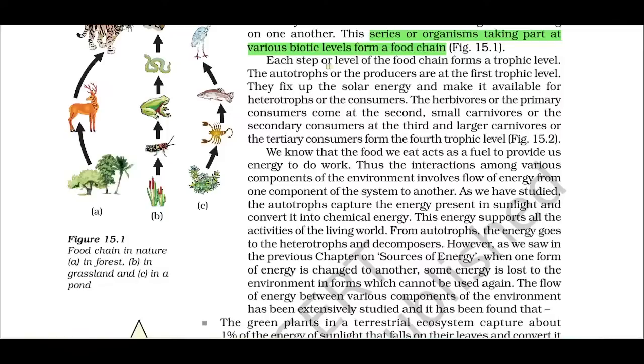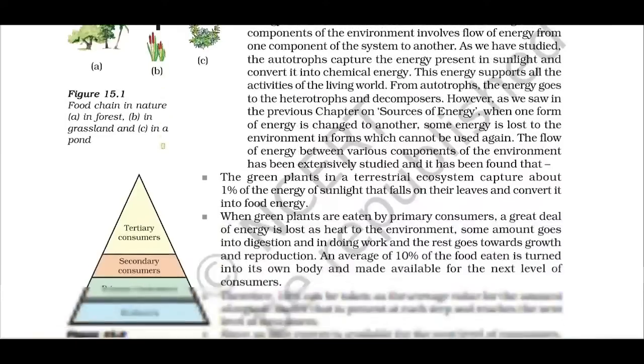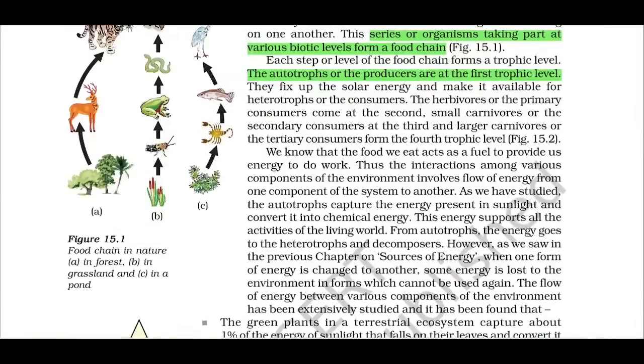Each level of the food chain forms a what? Trophic level. Each level of the food chain is called a trophic level. The autotrophs or the producers are always at the first trophic level. The autotrophs or the producers, the green plants and certain bacteria, are always at the first trophic level. They use the solar energy, and by the process of photosynthesis they prepare the food.